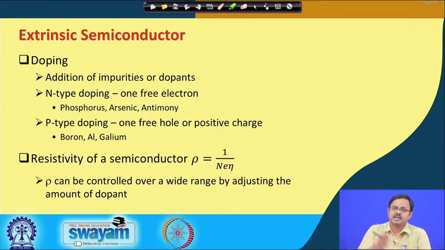Compare that to N-type group 5 elements, with 5 electrons on the outer shell. Combine that with 4, so that makes it 9. So, 8 of them are in the outer shell, and then there is one that is free, that is a free charge carrier.